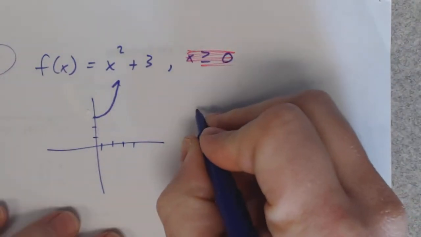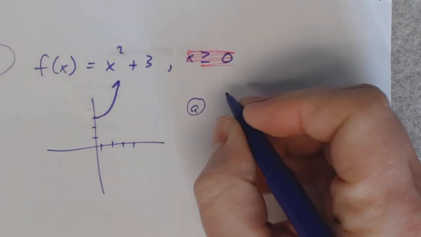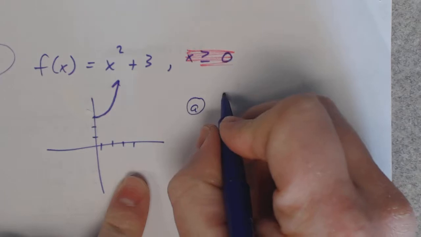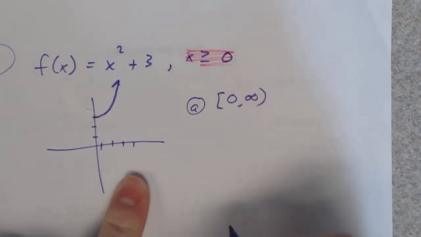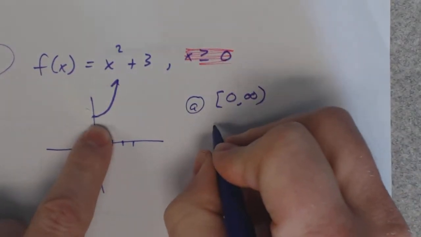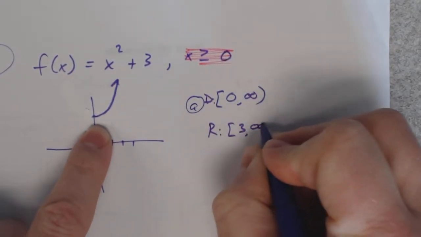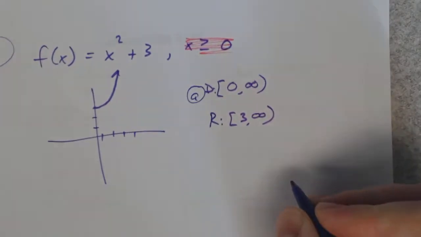So part A asks to find the domain and range. Well, the domain is already stated for you. It's stated for you right here, 0 to infinity. The range starts at 3 and goes to infinity. Okay, so there's my domain and range.